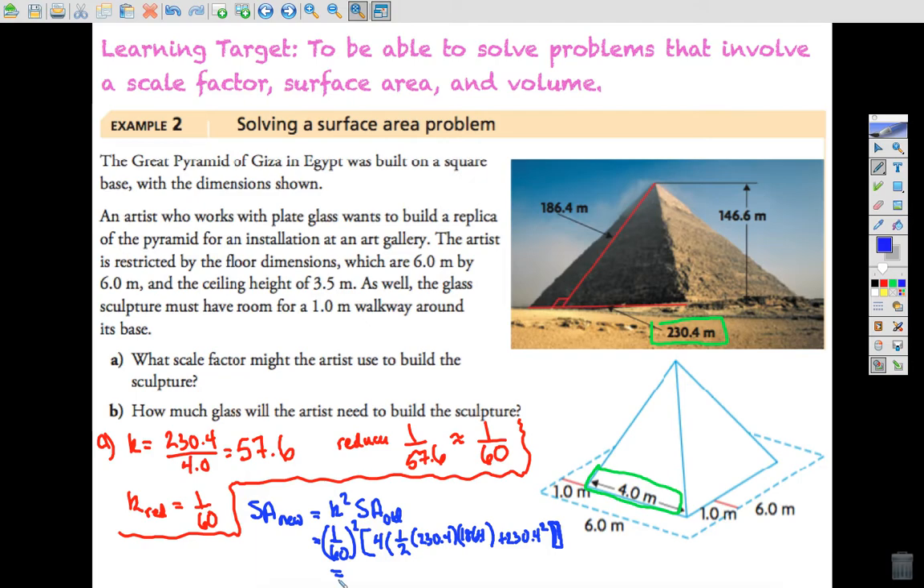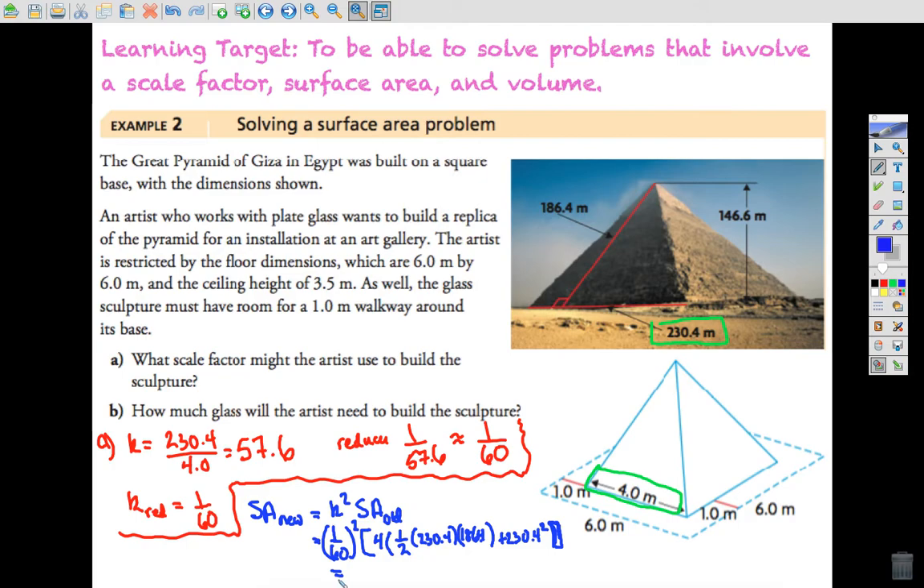I'm just going to take a second and put that in my calculator, taking my time to put it in correctly. So I've got 1 divided by 60. I'm going to make sure that gets squared. And then I'm going to open up another bracket. I'm going to do 4 multiplied by, open a bracket, 0.5 times 230.4 times 186.4, closing that bracket. And then I'm adding to that 230.4, squaring that, and closing both sets of brackets. I hit a syntax error there, so I think I have one too many brackets.